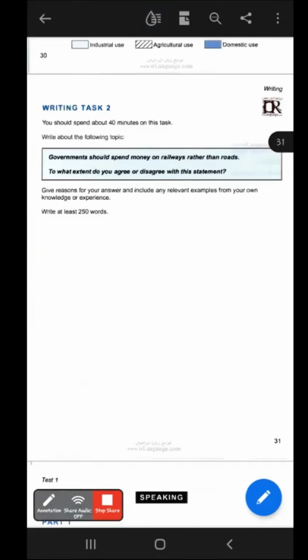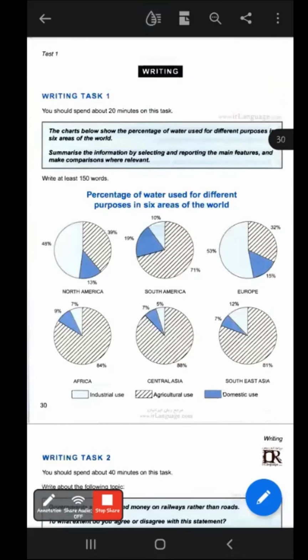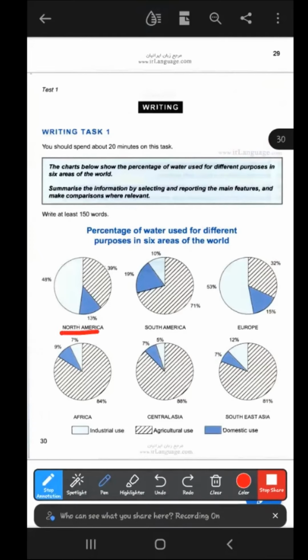So you can see there are six pie charts. And here you should spend about 20 minutes on this task. Of course, that's something that is mentioned. The chart below shows the percentage of water used for different purposes in six areas of the world. Six areas. What are the six areas? You can pinpoint: North America, South America, Europe, Africa, Central Asia, and Southeast Asia. This is where we live, isn't it? Okay. All right. And what else?